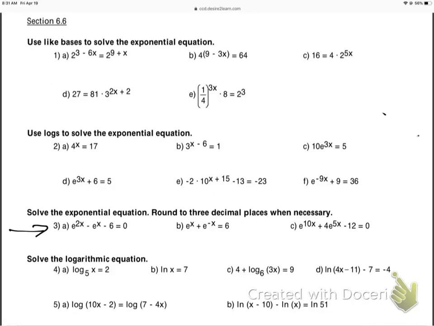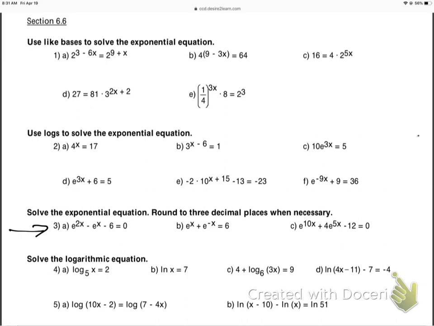Okay, let's take a look at this down here. Now, these are slightly harder ones, but these, believe it or not, are all quadratic in form. These are very similar to x squared plus 5x plus 6 equals 0. And then you just kind of have to factor to find the zeros. It's just that instead of x's, they're e to the x's.